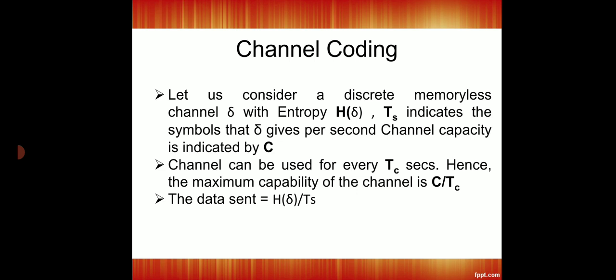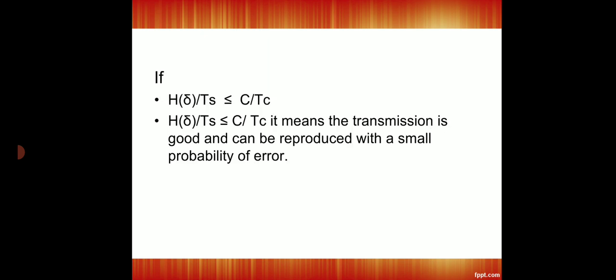Let's see the channel coding. Let us consider a discrete memoryless channel with entropy H. Ts indicates the interval, C is the channel capacity, and the channel is used every Tc seconds. So the maximum capacity of the channel is C by Tc, and the data sent is H by Ts. If H by Ts is less than or equal to C by Tc, then the transmission is good and it can be reproduced with a small probability of error.